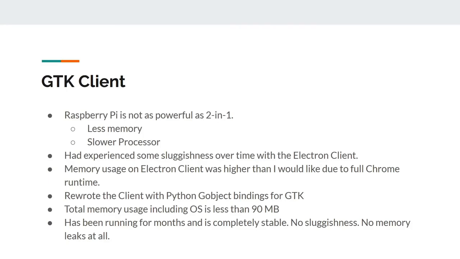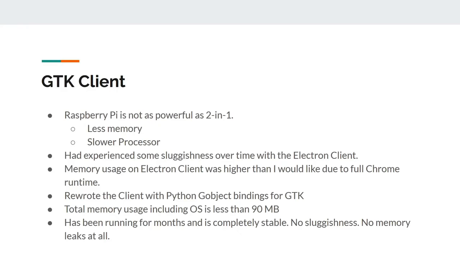So as great as the Raspberry Pi is, it's not without its limitations. The Raspberry Pi 3 only has 1 gigabyte of RAM. It's got a slower processor than the Dell 2-in-1s, and we had experienced some sluggishness over time with the Electron client, meaning the longer the client was running, it would start to get sluggish after like 3 weeks of continuous running. And so one thing I did to work around that was just set it up to restart the application every couple weeks. Not the entire computer, but the application. And restarting the application itself takes like 2 seconds. So it's not even noticeable.